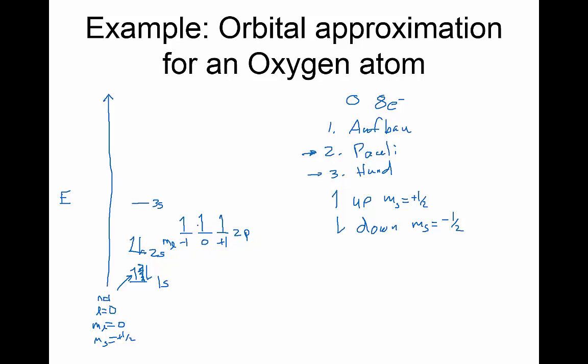So start low if you can. So it could go in any one of these boxes, but it has to go spin down. So again, arbitrarily, I'm just going to put it in this first box. So I'm going to put that electron spin down in that first box. And that would be the electron configuration of oxygen.